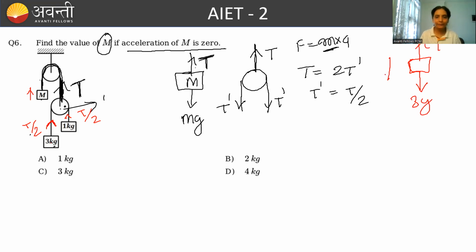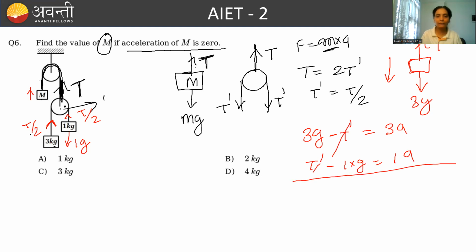And if it is accelerating downward, then we will write 3G minus T dash equal to 3A. Similarly, write the FBD of the 1 kg mass: in the downward direction the force is 1G, in the upward direction it is T by 2. If the 3 kg mass is coming down, the 1 kg mass will go up. So you will write T dash minus 1 into G, and that will be equal to 1A.